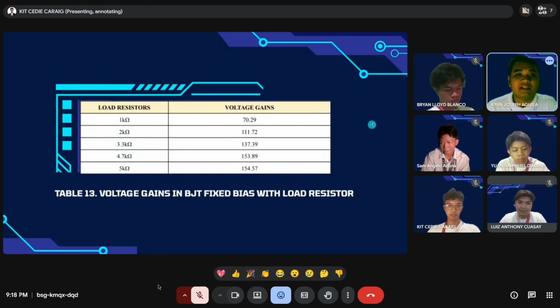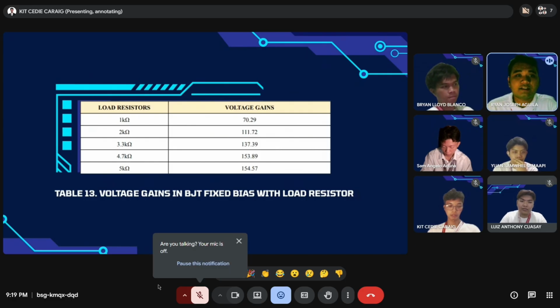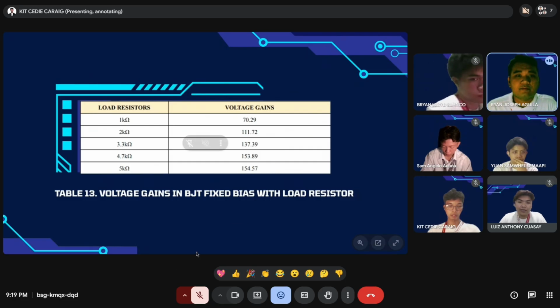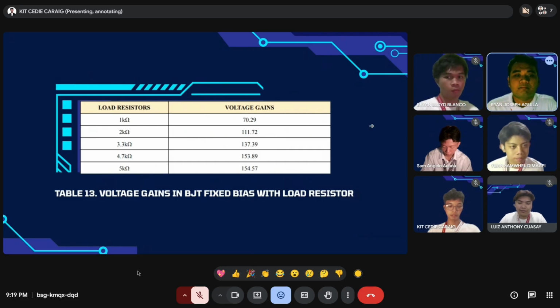And in summary, Table 13 consolidates all results, and the voltage gains are 70.29 at 1 kilo ohm, 111.72 at 2.2 kilo ohms, 137.39 at 3.3 kilo ohms, 153.89 at 4.7 kilo ohms, and 154.57 at 5 kilo ohms. And the trend is clear and consistent. As load resistance increases, voltage gain also increases. A larger load resistor allows a greater voltage swing at the output for a given transistor current, resulting in higher gain. And the gain of the amplifier is directly and positively influenced by the value of the collector load resistor. Next slide, please.